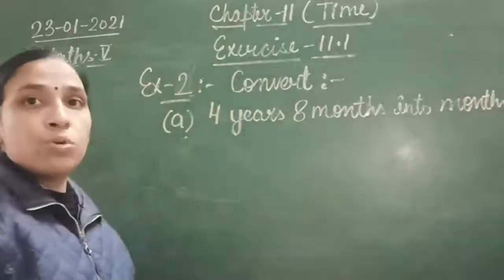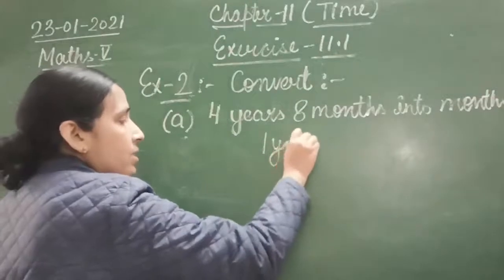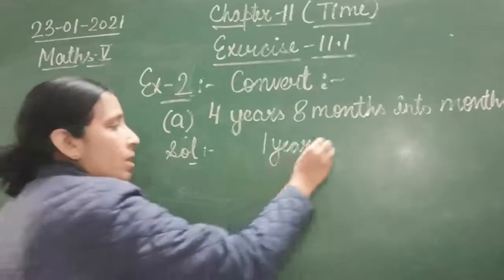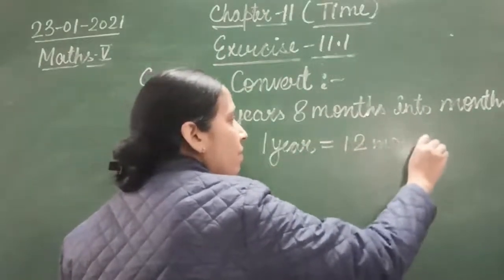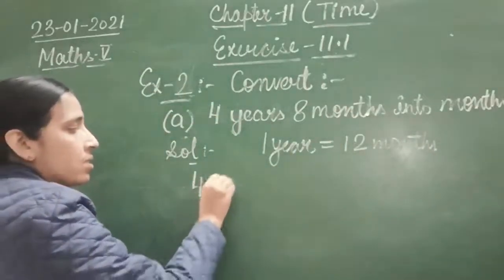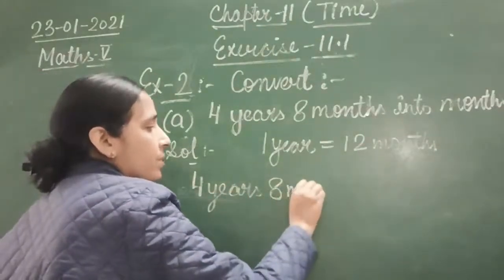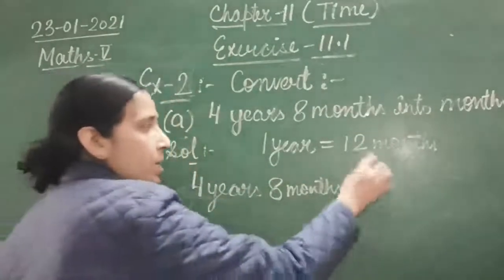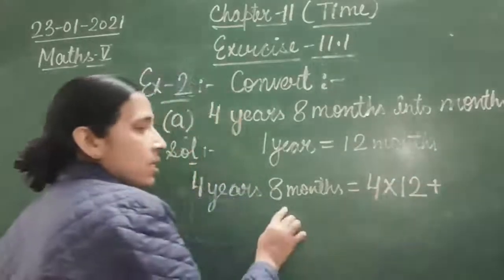So what are we going to do in this? We know the relation between year and month. We know 1 year is equal to 12 months. So 4 years 8 months will be equal to 4 multiplied by 12 plus 8.